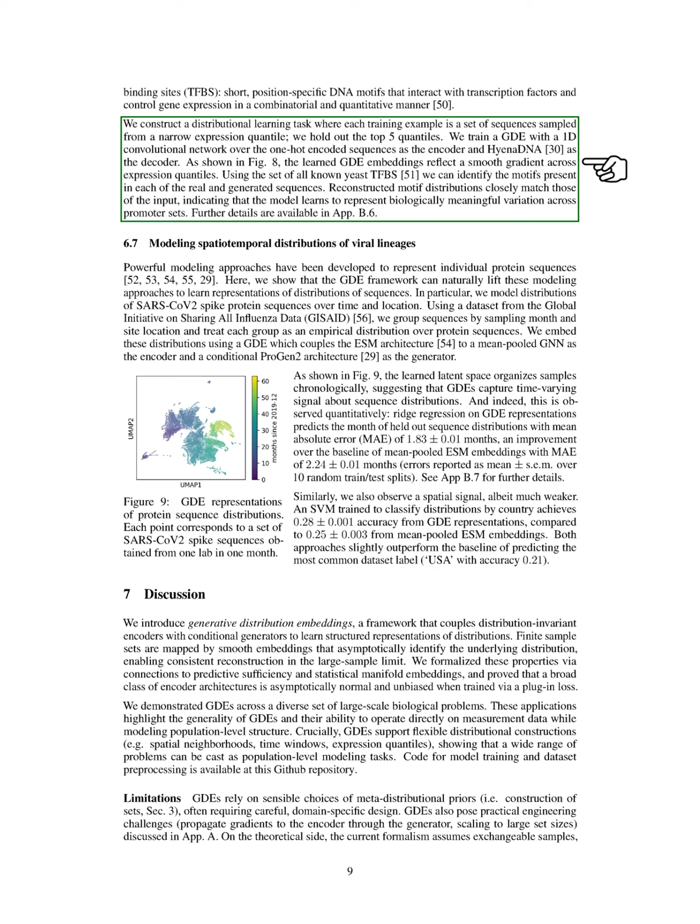We create a learning task where each example consists of sequences from a specific expression range, holding out the top 5 ranges. We train a GDE using a 1D convolutional network for encoding and HyenaDNA for decoding. The GDE embeddings we learn show a smooth transition across expression levels, and we can identify the transcription factor motifs present in both real and generated sequences, indicating that our model captures biologically relevant variations. Further details can be found in the appendix.